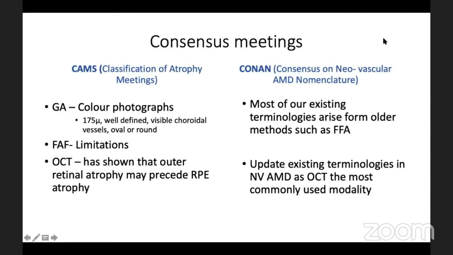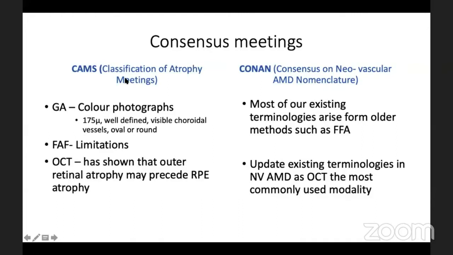Now, as Dr. Neha mentioned, one of the consensus meetings we heard about was on the nomenclature of the terms on the normal OCT. But over a period of time, once the nomenclature had been fixed for normal OCTs and the normal population, there have been consensus meetings which decide the uniform terminologies for different sets of conditions. We have two such in AMD as well. The one used for dry AMD is known as the Classification of Atrophy Meetings, which I'll be referring to as CAMS. And there is also the Consensus on Non-neovascular AMD Nomenclature, which I'll be referring to as CONAN.